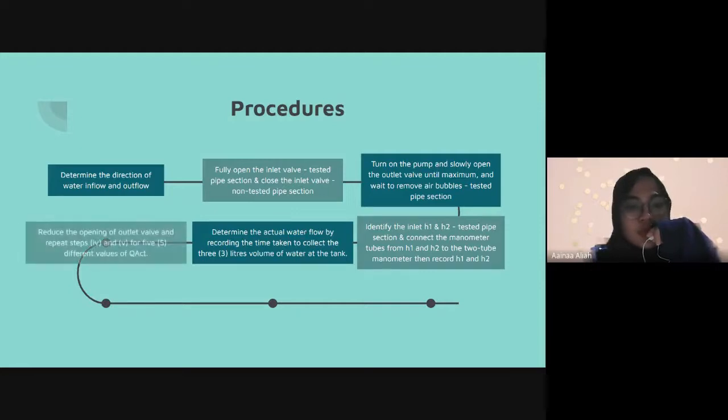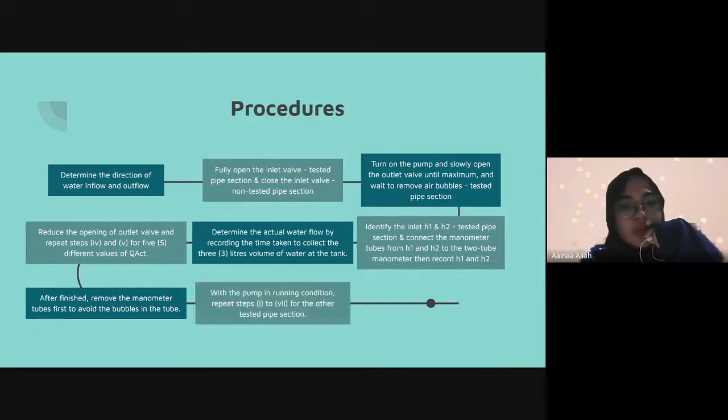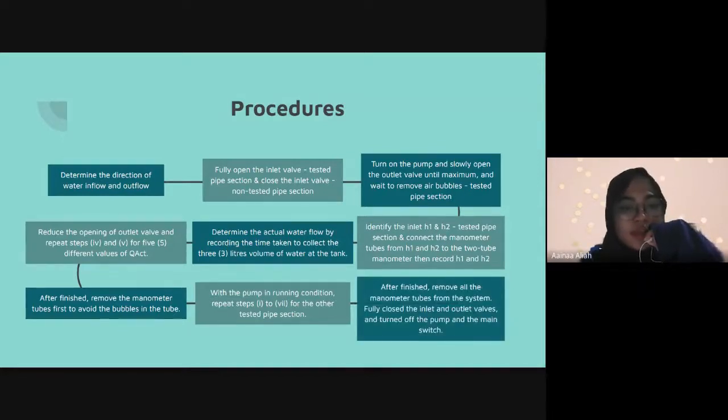Next, we need to reduce the opening of the outlet valve and repeat steps 4 and 5 for 5 different values of Q actual. Next, after finishing, we need to remove the manometer tubes first to avoid bubbles in the tube. Ninth, with the pump in running condition, we need to repeat steps 1 to 7 for the other tested pipe section. And last but not least, after finishing, remove all the manometer tubes from the system, fully close the inlet and outlet valves, and turn off the pump and the main switch.